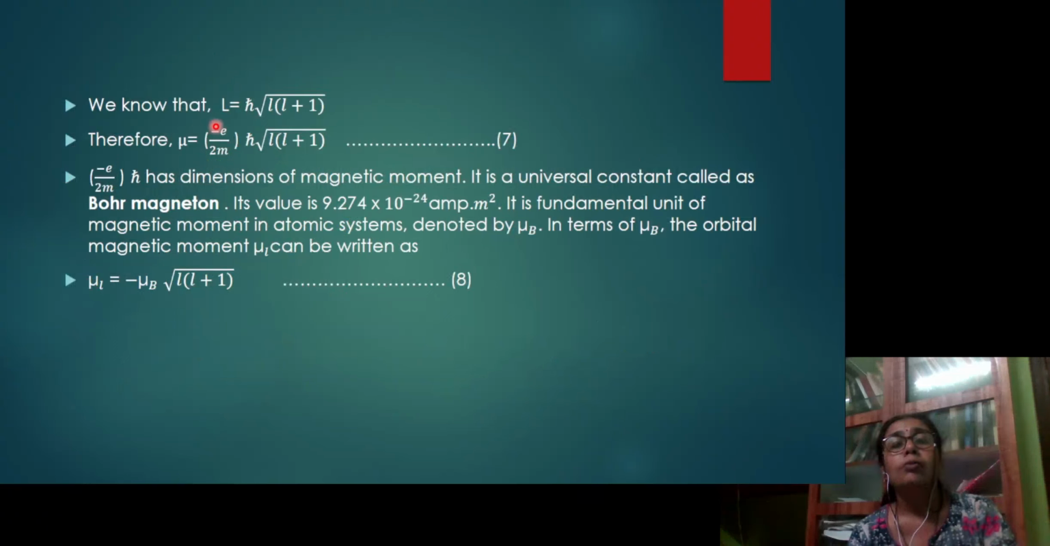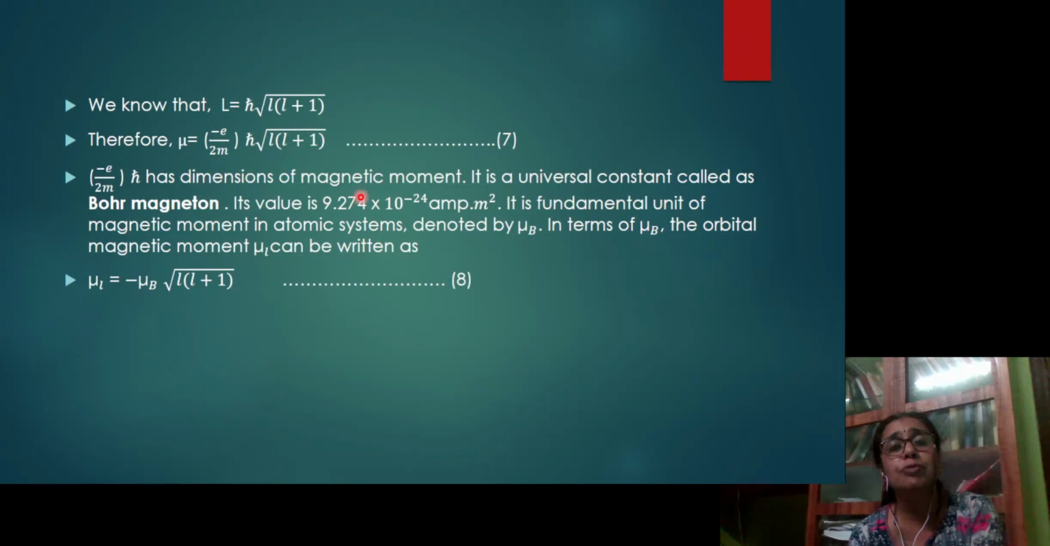Now we have determined the magnitude of orbital angular momentum, that is h cross under root L into L plus 1. So therefore in magnitude we can write that the magnetic moment is minus e upon 2m into h cross under root L into L plus 1. This quantity, minus e upon 2m h cross, has dimensions of magnetic moment, because under root L into L plus 1 is a constant determined by the orbital quantum number L.